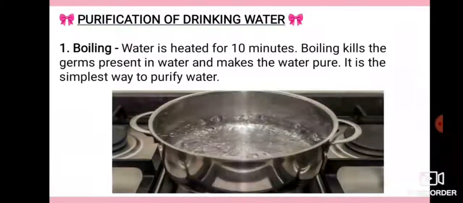Now purification of drinking water. How do we purify our drinking water? The very first step is boiling. This is a very simple and easy way to purify drinking water. You have to keep the water on heating for more than 10 minutes. Whatever germs are present in the water are killed by this boiling method.